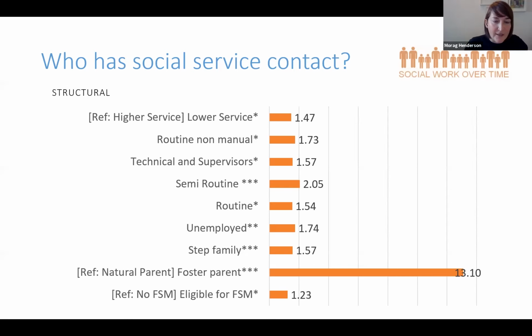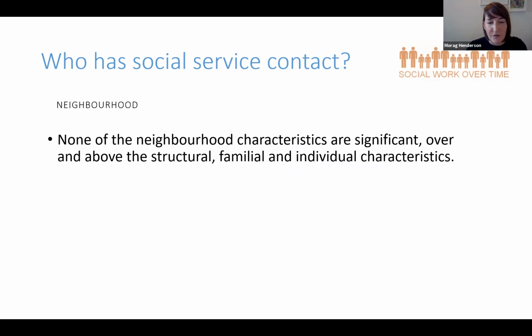What we find is that compared to the higher service social class, anybody with lower levels of social class have increased odds of having social service contact. So that means we see a social class gradient. Those from lower social class backgrounds are more likely to have social service contact than those from higher social class backgrounds. It's not completely linear, and I don't know if we would expect that anyway, but it's a general sort of trend.